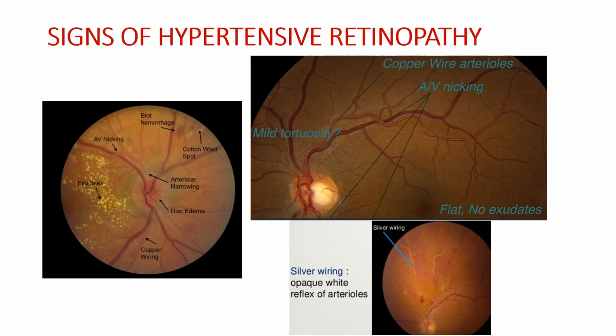These pictures show copper wiring of arterioles, AV nicking. We can see some changes here at the arteriovenous crossing. There is a discontinuity here of the veins, then mild tortuosity of the vessels. Here in the first picture you see blot hemorrhages, cotton wool spots which are indicative of ischemia, arteriovenous nicking. There are hard exudates, disc edema, arteriolar narrowing, thinning of the arterioles, and copper wiring of the arterioles are also seen.